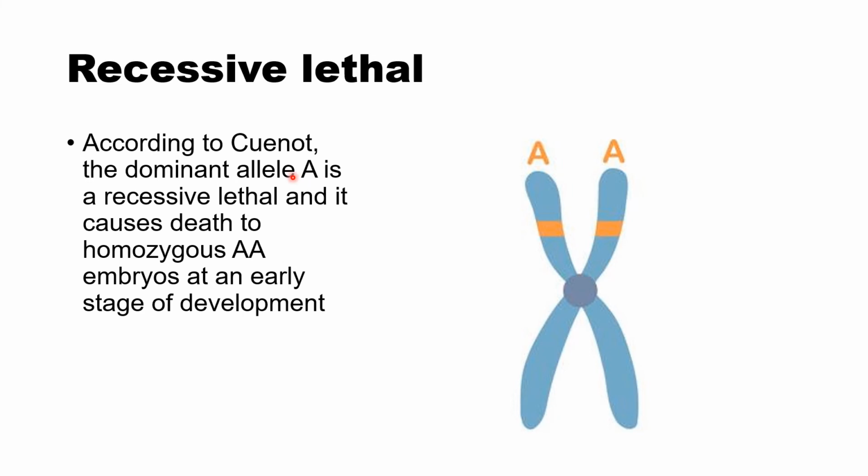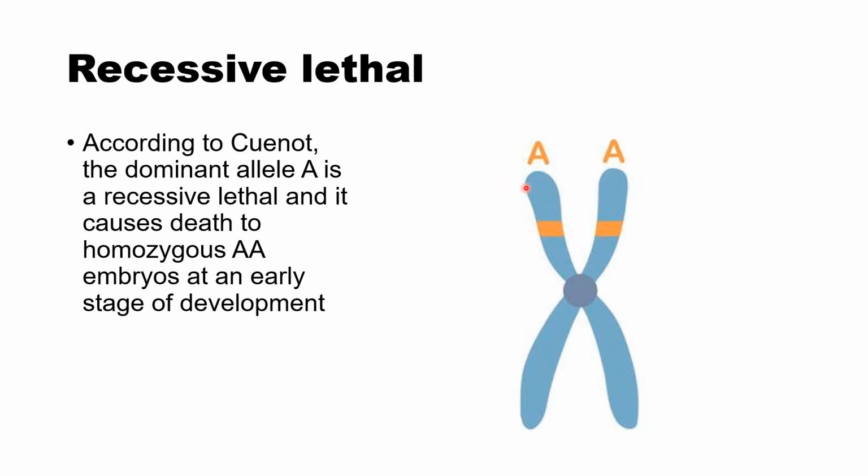So, according to Queneau, the dominant allele A is a recessive lethal and it causes death to homozygous dominant embryos at an early stage of development. So, sinasabi ni Queneau daw na yung dominant allele na A, pwedeng different letters pero as an example, we have dominant allele na A.